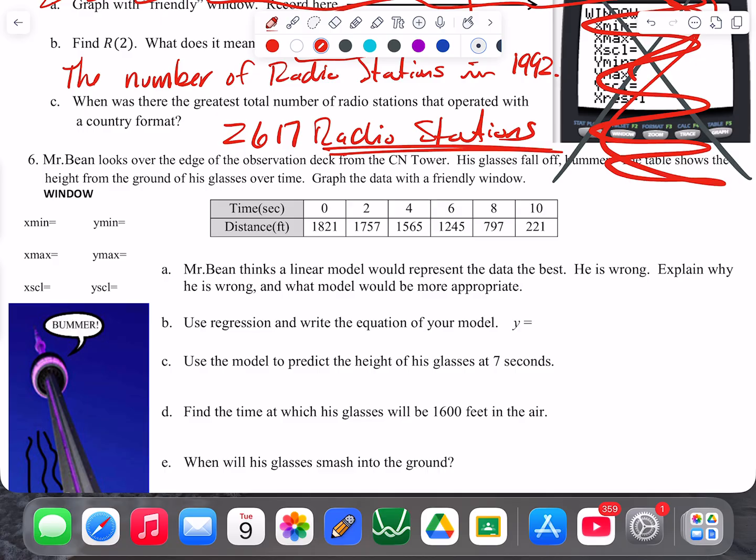Now, this is a regression problem. Do not worry about this part here. That's not going to be on the test.